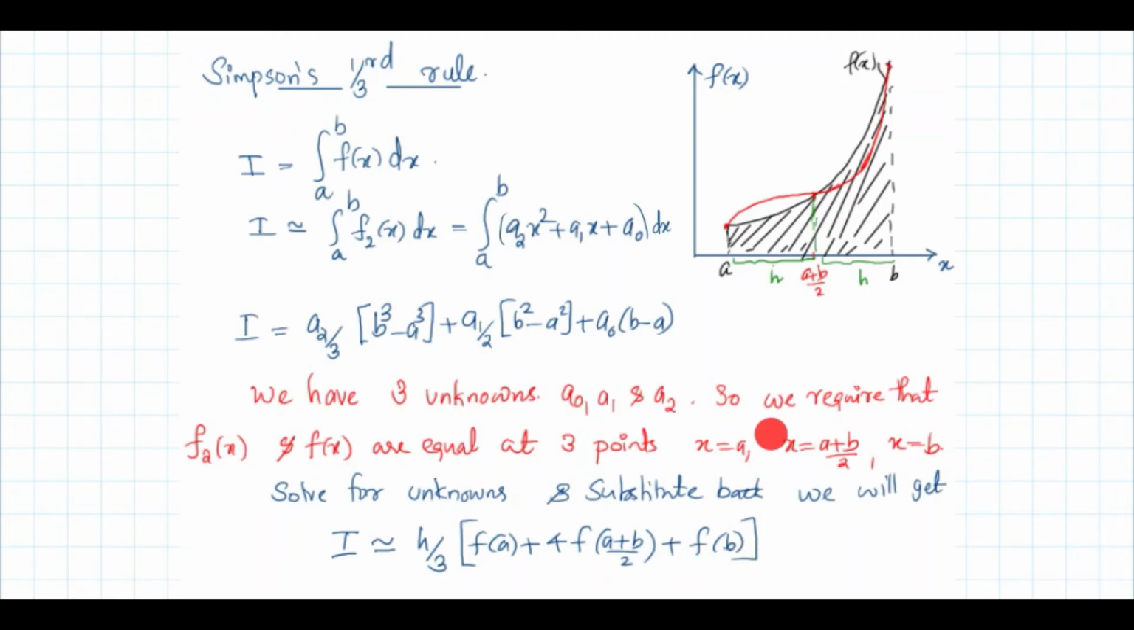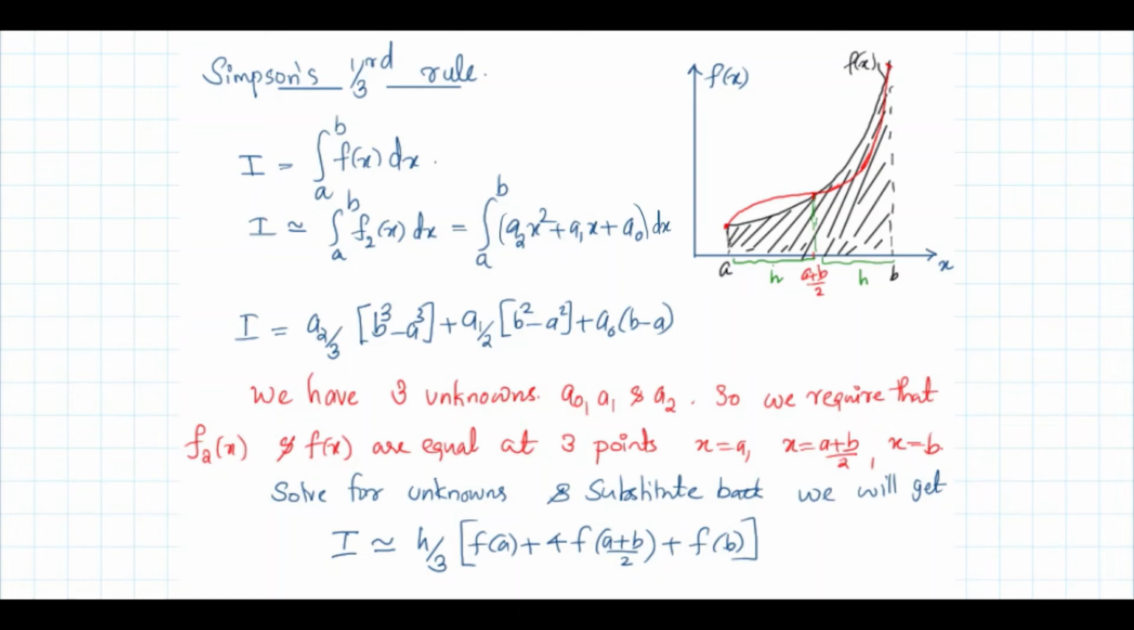Finding this a2, a1 and a0 involves some algebra. You can use Cramer's rule to solve the system of 3 equations, and you can find how we arrive at this equation. You can do it as homework.